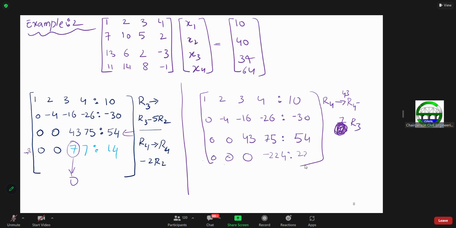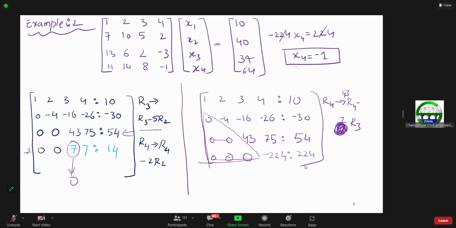Yes, plus 224. Okay, so now we made these three, 2, and this one. So we make a rectangular, this one. So this matrix, you can say, is an upper triangular matrix. So we have already this one, and then now we can say that minus 224 x4 is equals to 224. So it means x4 is equals to minus 1, right?